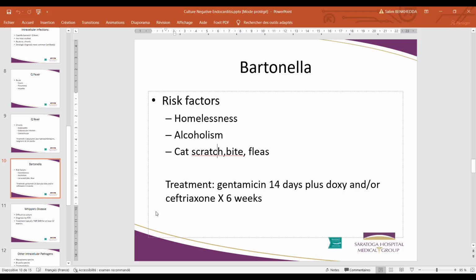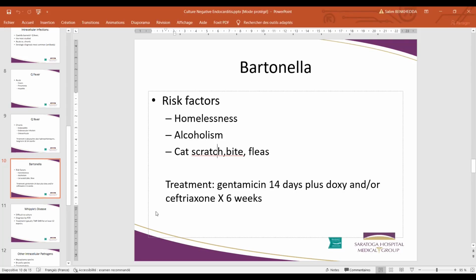Bartonella henselae, which is the main cause of Bartonella endocarditis. You can get Bartonella endocarditis from Quintana as well, which is the cause of trench fever. That is transmitted by human lice and was first described in World War I in great detail, and causes a relapsing fever that in rare cases can go on to endocarditis.